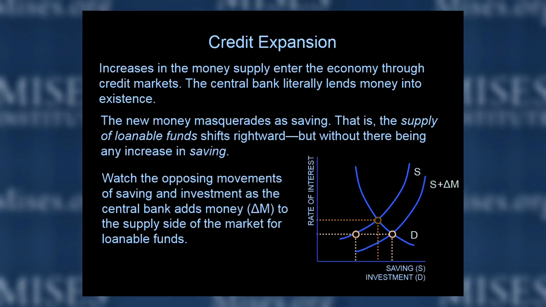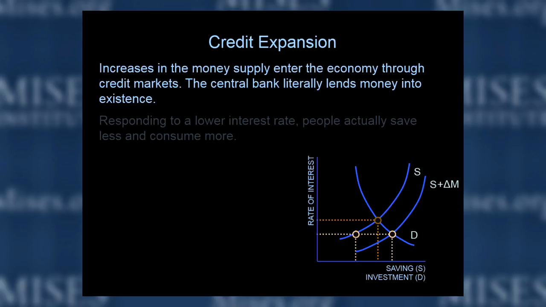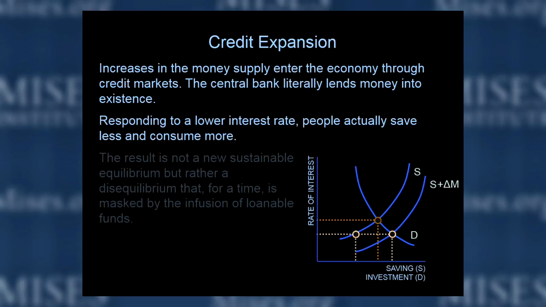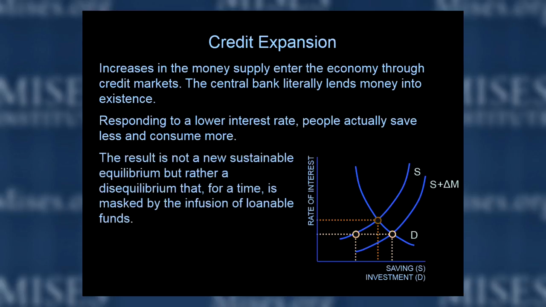So he increased the money supply, but that didn't increase saving. It reduced saving because the interest rate is lower now, and so people save less. They're not so eager to save at that low rate of interest. Responding to a lower interest rate, people actually save less and consume more. Right, so they're consuming more. The result is not a new sustainable equilibrium, but rather a disequilibrium that for a time is masked by the infusion of loanable funds.